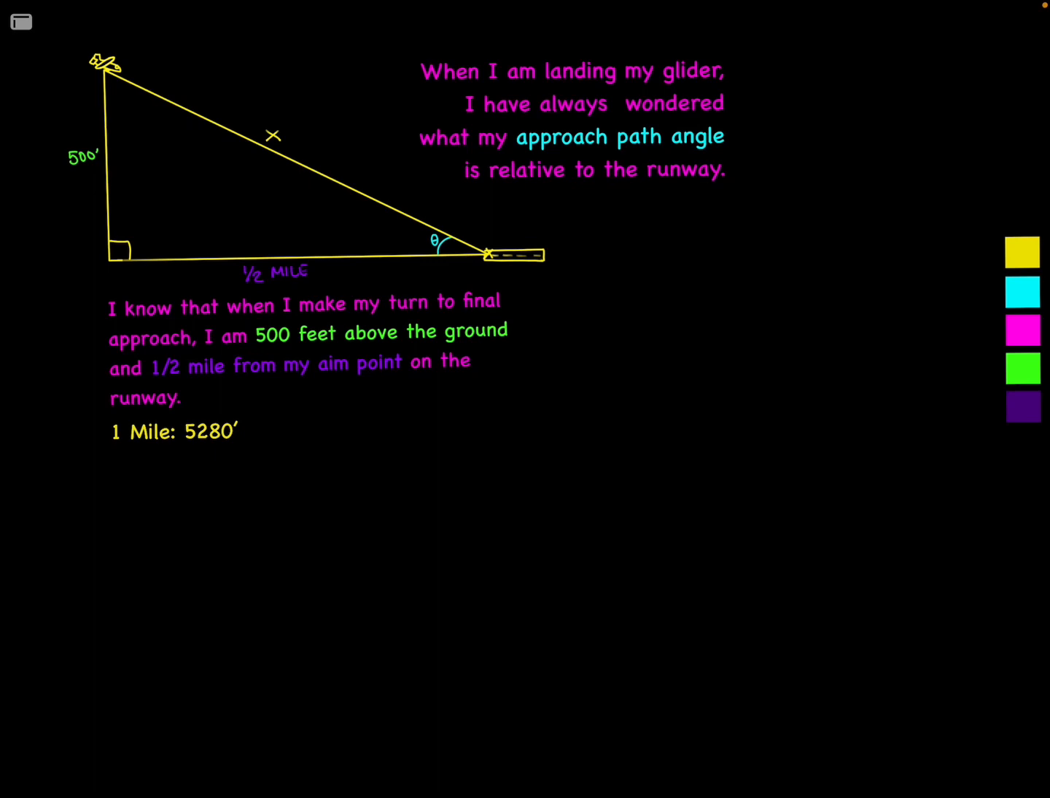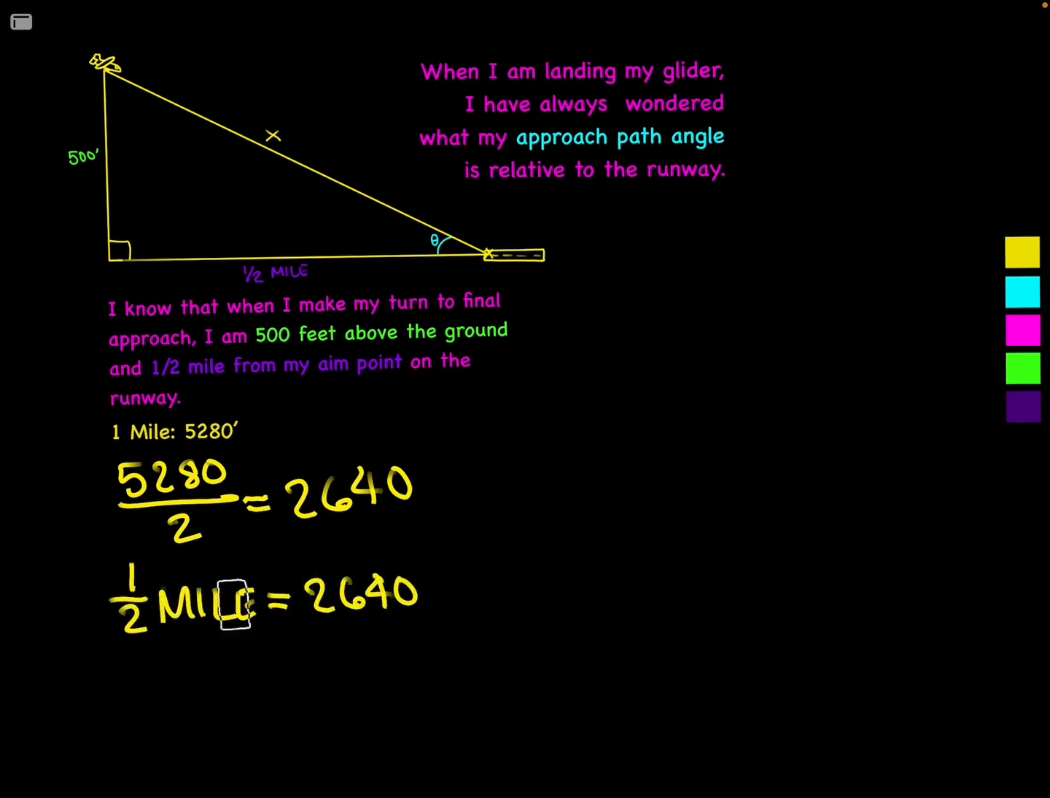Just eyeballing this, I'm estimating the angle is about 10 to 15 degrees because 500 feet is not very large when compared to a 1/2 mile. Therefore, I'm thinking this angle is going to be smaller. Since we have an adjacent and opposite side length to our unknown angle, tangent is the method I will use to solve this problem. If we know that 1 mile is 5,280 feet, then 5,280 feet divided by 2 would give us 2,640. That's what 1/2 mile is equal to.